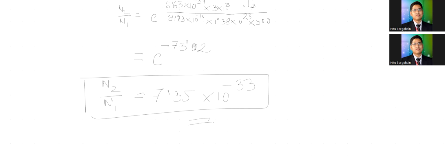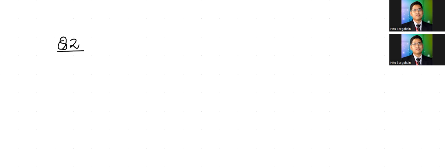Now coming to the next problem. Let's take a new page. Add page. Okay. Now, the second question is: calculate the wavelength of light emitted at 330 Kelvin. The temperature is given, that is 330 degree Kelvin.